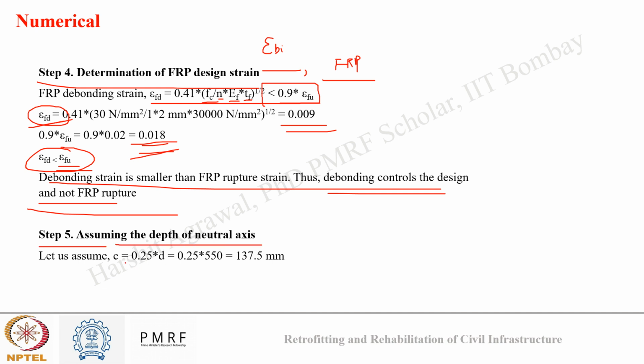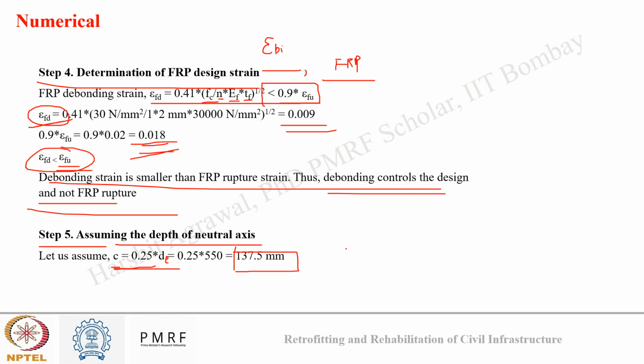So we know all the design parameters up till now. Now we need to make an initial assumption of depth of neutral axis, so that we can check whether the choice of FRP that we have made is good enough or not. Suppose I am assuming the depth of neutral axis as 0.25 times the total effective depth. So I'm assuming my depth of neutral axis to be 137.5 mm. You can make your own assumption also.